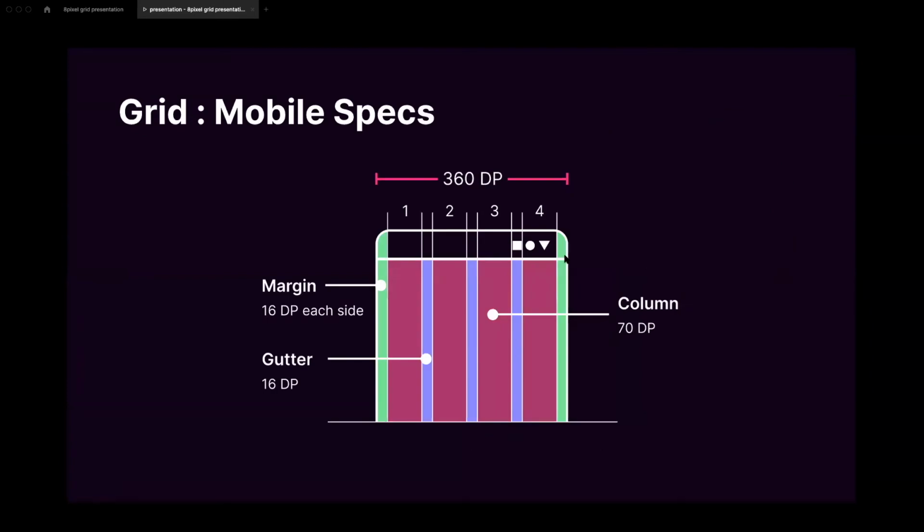Now let's talk about mobile grid. Here in this image, you can see a mobile width of 360 dp, the margin of 16 dp on each side, and also 3 gutters. Margins are space that sit between content and the edges of the screen. They are defined with a fixed width.